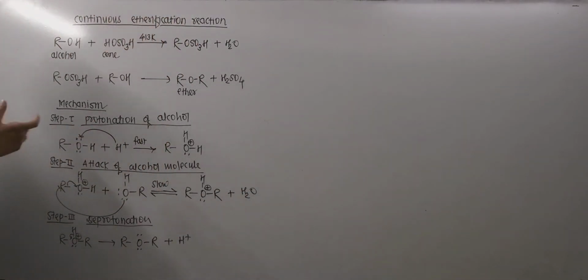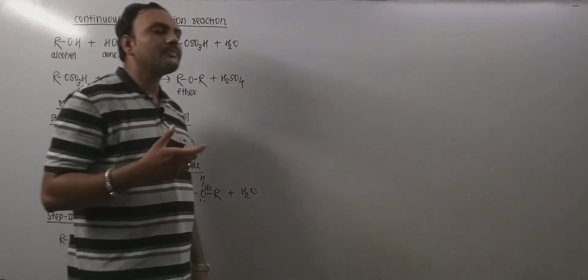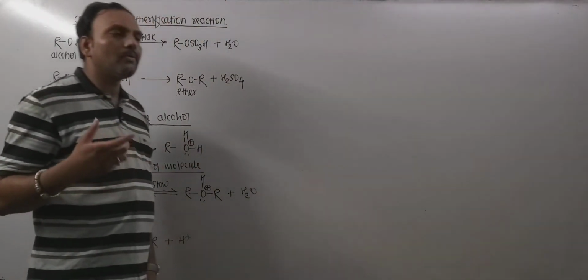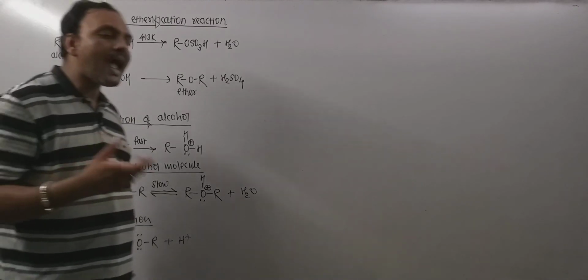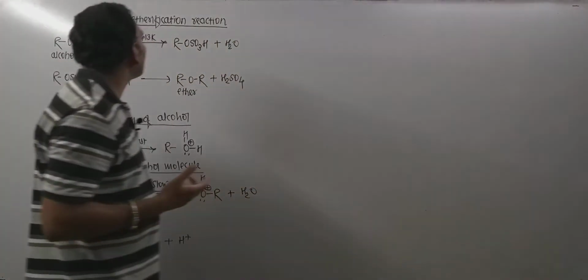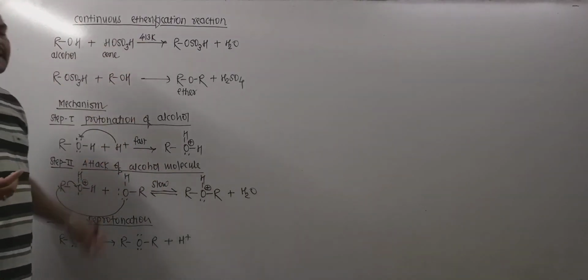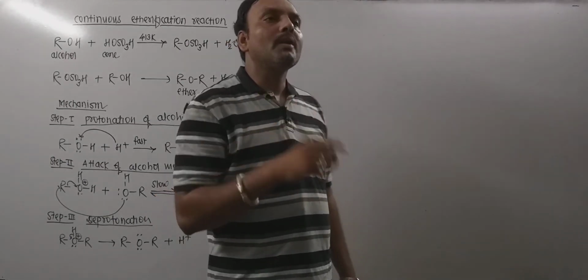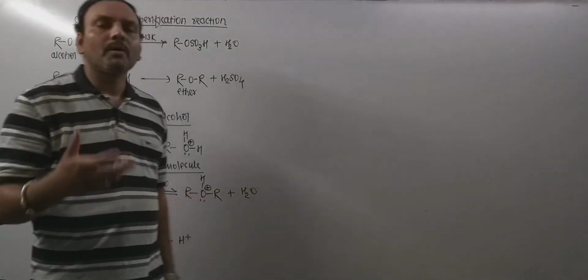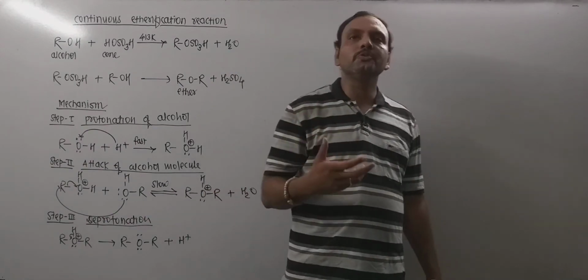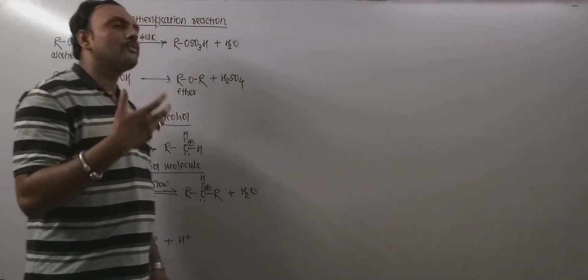The problem with this reaction is that secondary and tertiary alcohols do not undergo continuous etherification, as when 2 degree or 3 degree alcohols are heated with concentrated H2SO4 at this very temperature, they undergo intramolecular dehydration leading to the formation of alkene. Thus it is fruitful to use primary alcohols to prepare ethers.